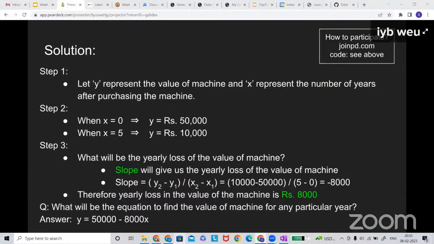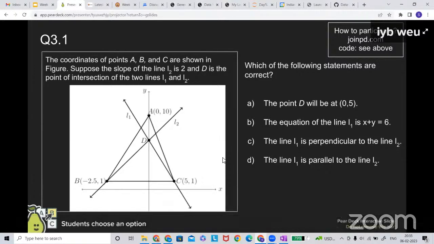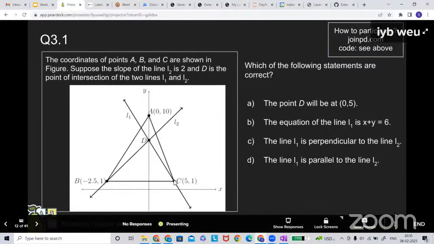Okay, the next question is this one. The coordinates of points A, B, and C are shown in the figure. It is already given here. You can see here is A, here is B, and here is C. Suppose the slope of line L2 is 2. L2 is which line? This one, slope given is 2. And D is the point of intersection of two lines L1 and L2. So this is line L2 and this is line L1, and the intersection point D is here, and one piece of information is the slope of this line is given.